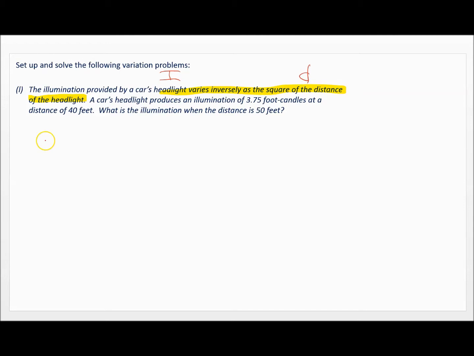So when I write my formula, I have I equals K. And it says varies inversely, so I'm dividing by the square of the distance. So that's D squared. You agree? Keep reading. A car's headlight produces an illumination of 3.75 foot candles. Now, foot candles is just a unit of measurement for illumination. Don't worry about that. I'm going to plug in 3.75 for my illumination. K is what we're trying to find. And D, it says, is a distance of 40 feet. But remember, it was the square, so I've got to square it.